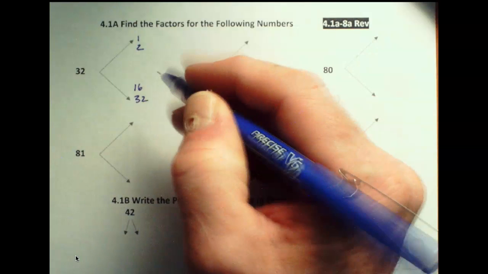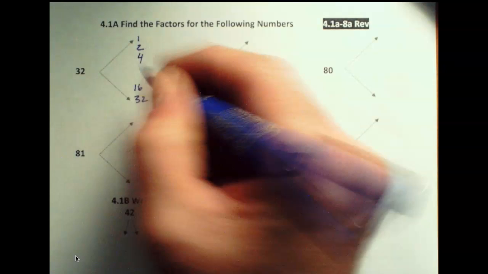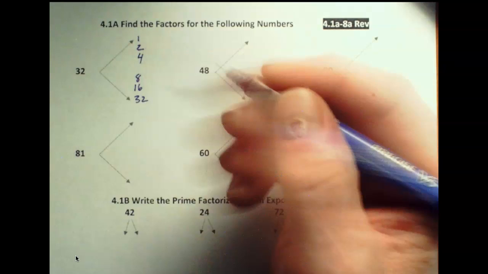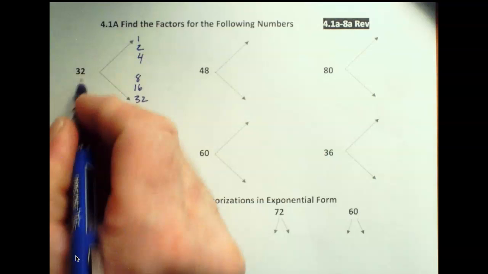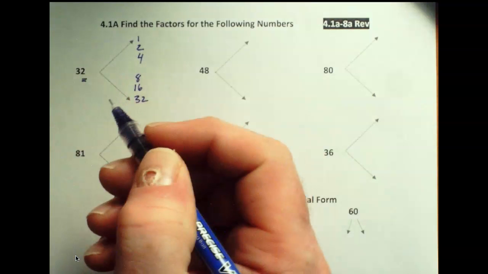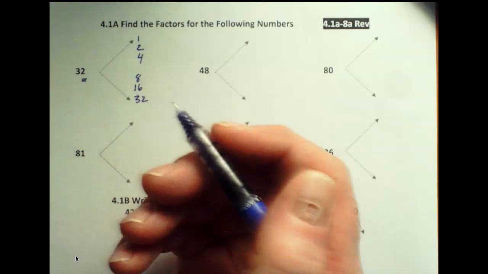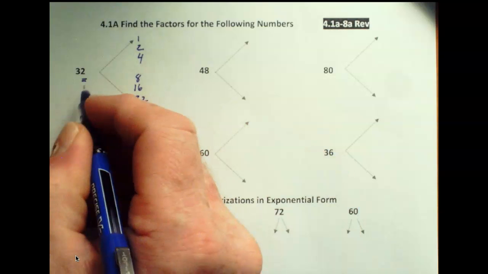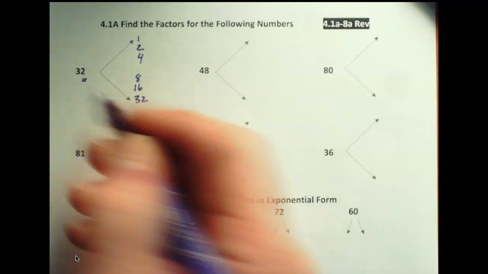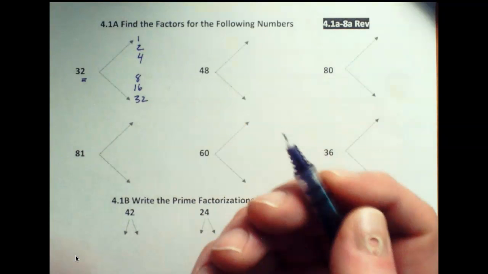Let's see. 4 will go in there. 4 times 8 is 32. 5 won't go into 32 because it ends in a 2, not a 0 or a 5. 6 won't go in there because 6 goes into 30. 7 won't go in there. 7 goes into 28. And then we're back to 8. So we're all done with all the factors for that.